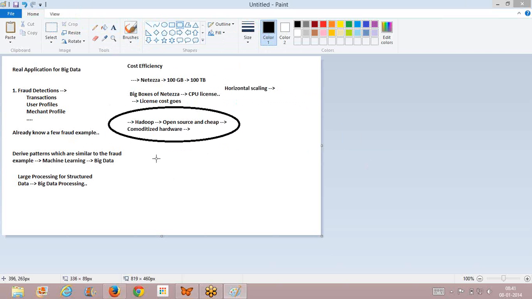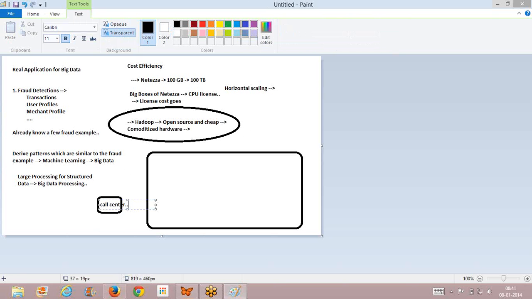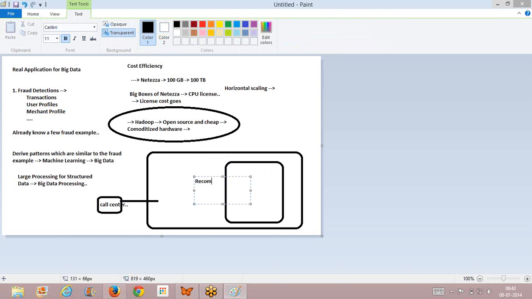Now let's take another important example, which is recommendation engines. This is where things get tricky. So you have a call center here. This is the call center guy taking calls, and he is on the call with the customer. Now he needs to make a recommendation to the customer on some basis. How does he make the recommendation? It is based on the previous historical data and based on users who are similar to this customer who is calling. So there is a huge backend process which needs to run and calculate the recommendation. For this also you will use big data.